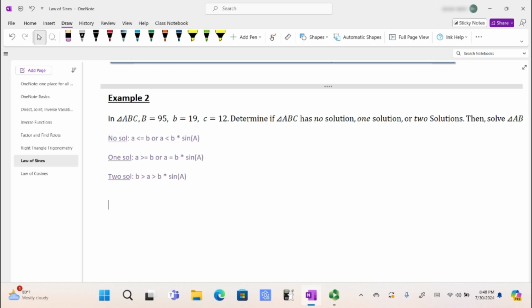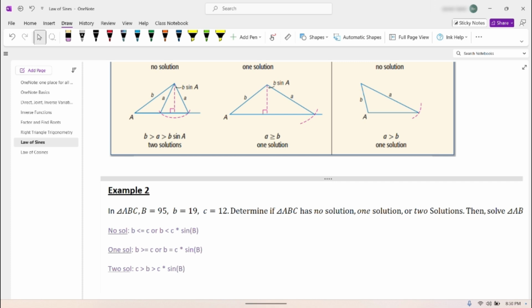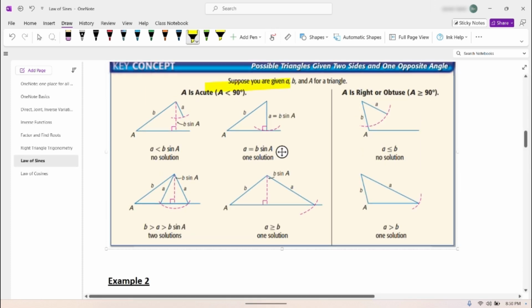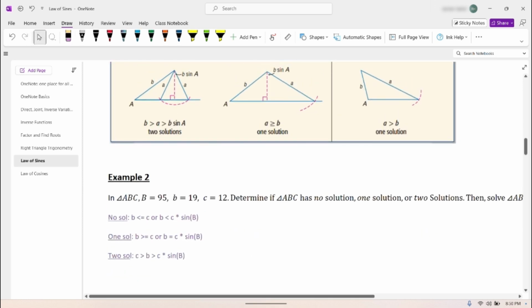For no solution, we have a is less than b. In this case, we are comparing b and c though. What I've done here is basically copying the information from the bigger text box, everything here, into our example below. So our example is giving angles and two sides, and we have the no solution condition, and the conditions for one or two solutions. Let's check and see what condition we're under, and then go from there. So in ABC, angle B is 95, b is 19, and c is 12. Let's see if it's one, no, or two solutions.